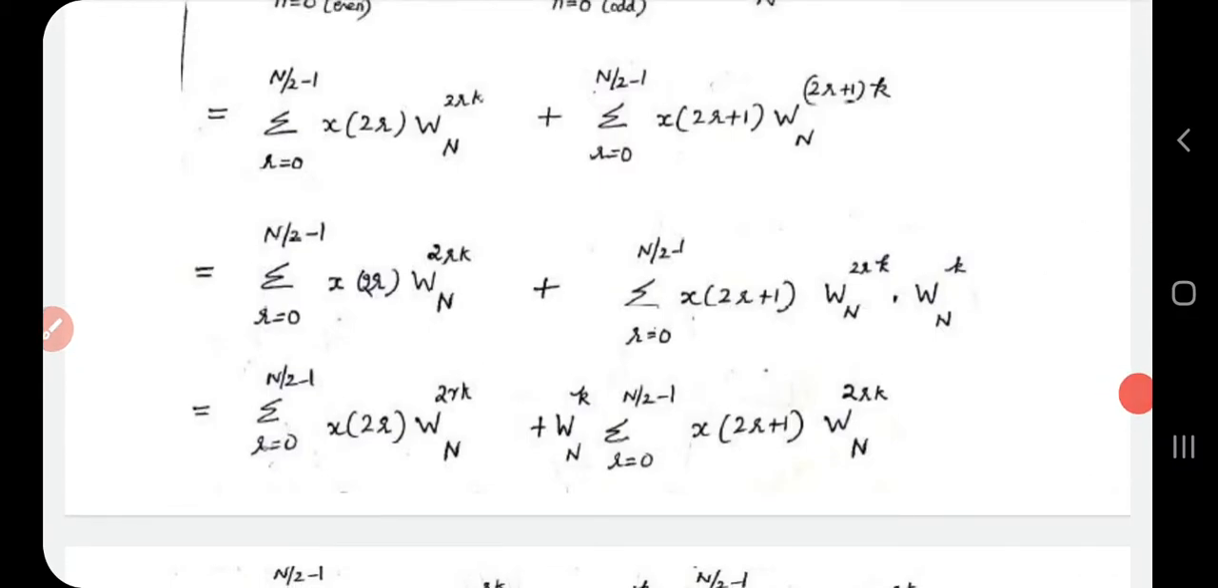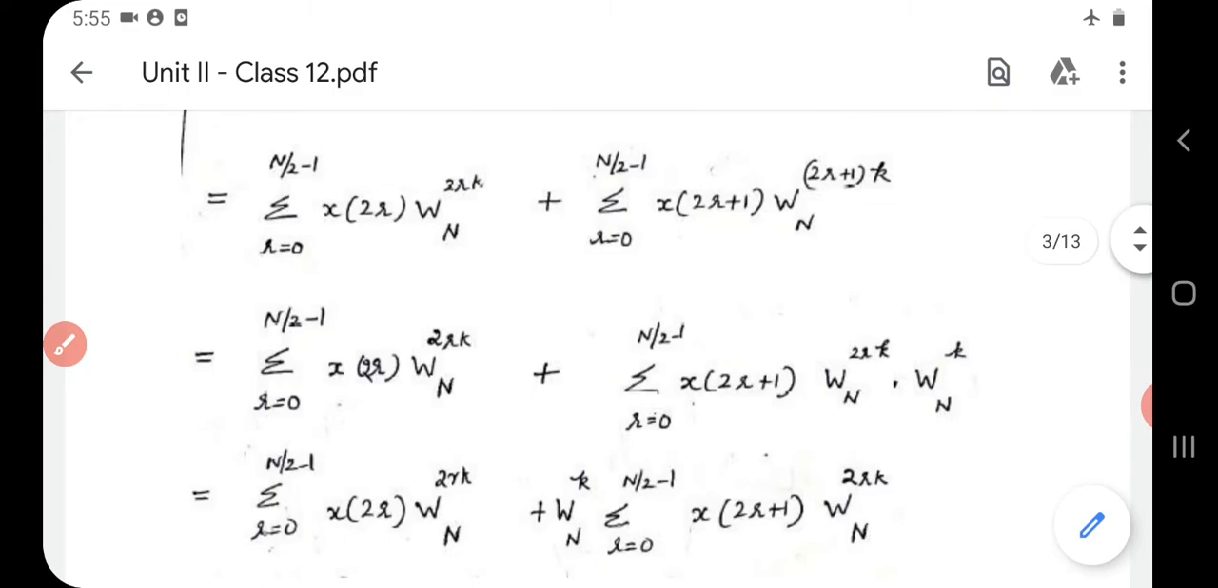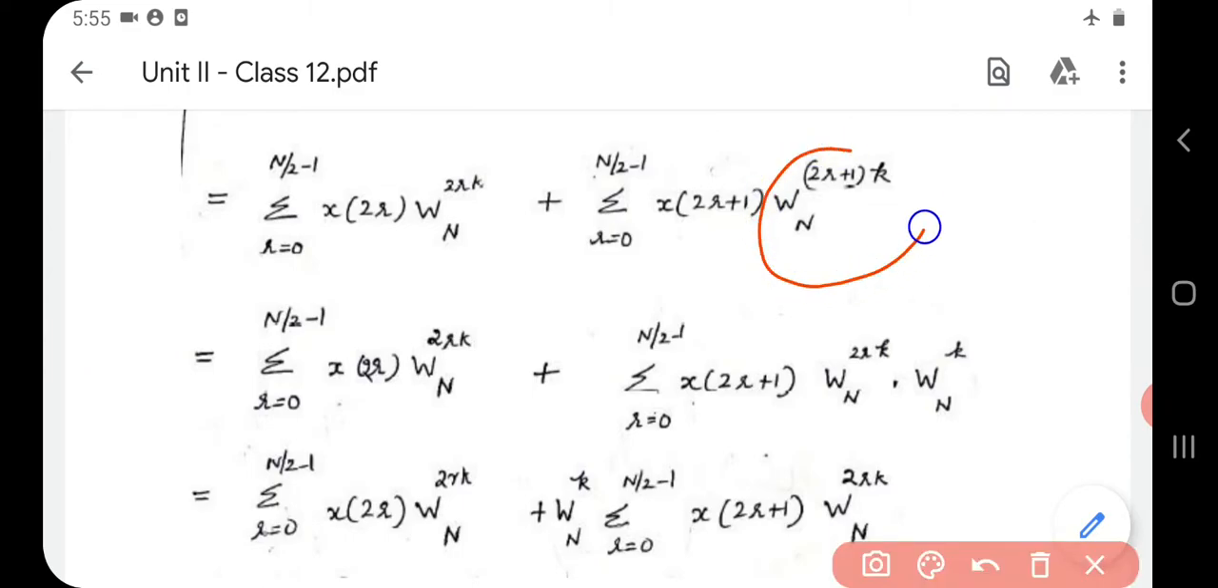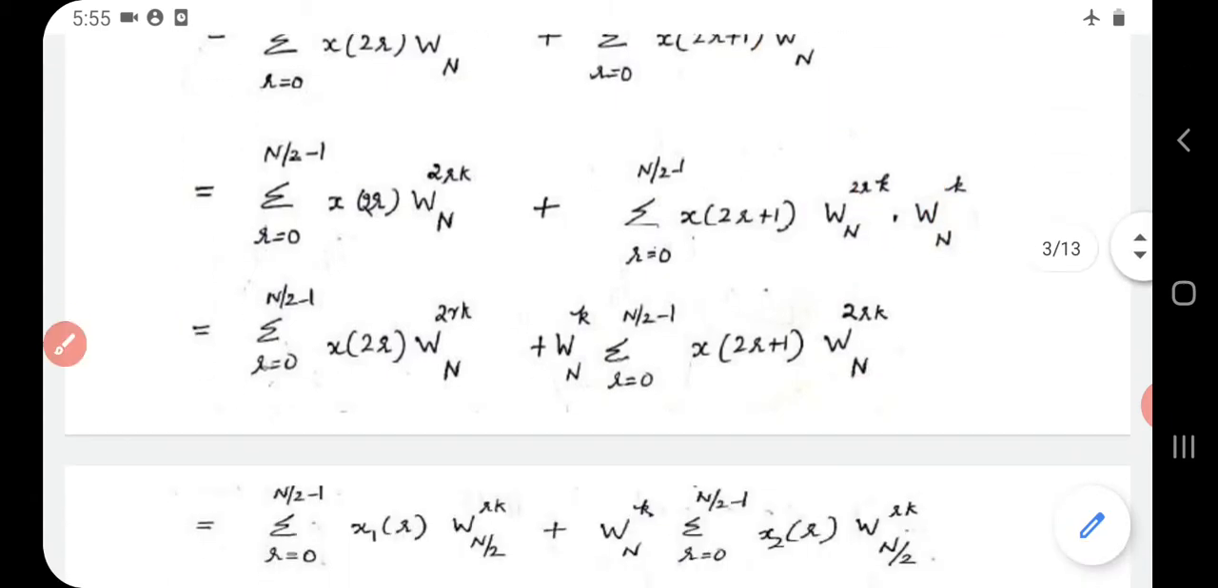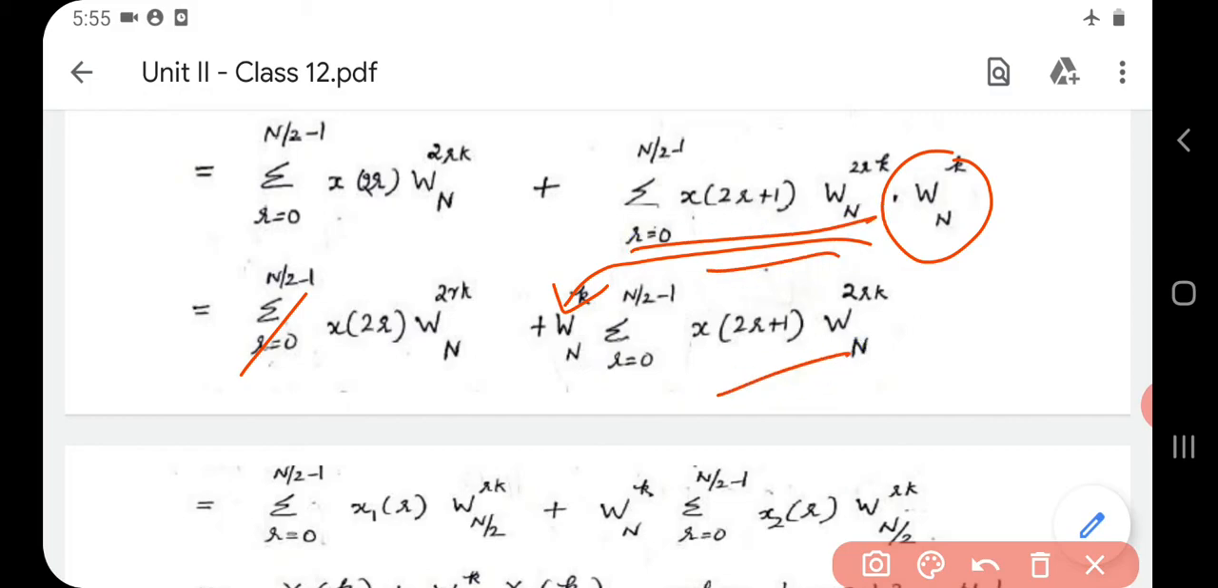Then this step is kept as such. Then this one you are splitting into two, that is W N to the power 2rk times W N to the power k. This one is separated into two, which you already know. Then again this is kept as such. Then about this one, you are taking this one outside, and the other one is written as such.